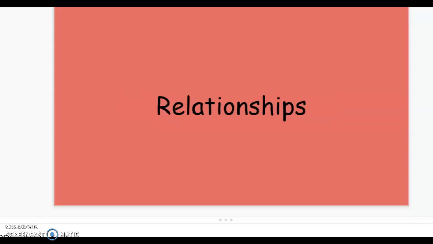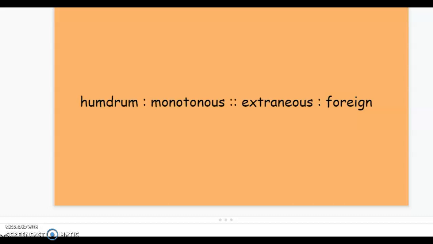To solve an analogy, you must look for the relationship between the first two items and then establish the same relationship between the other two things in the analogy. Here is an example of a completed analogy. Humdrum is to monotonous as extraneous is to foreign.